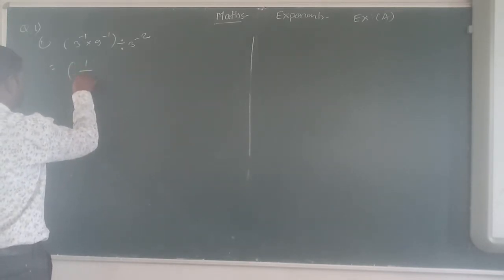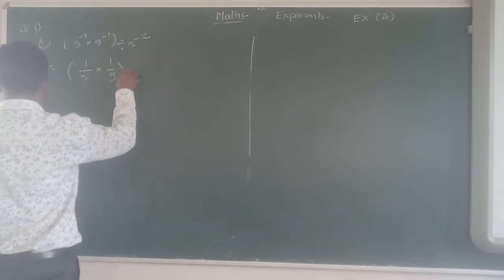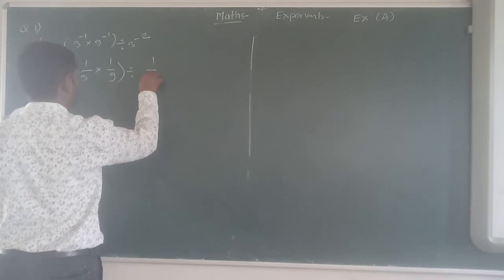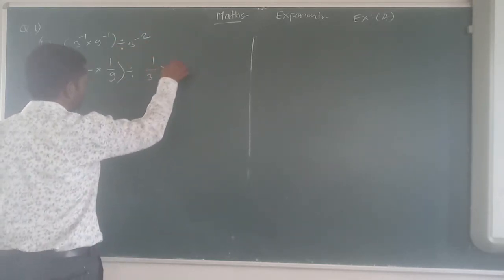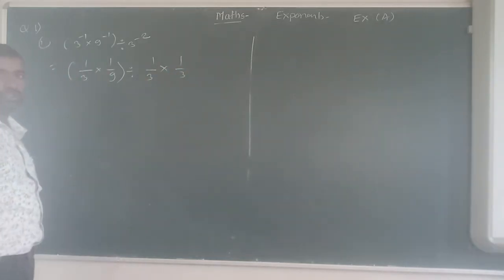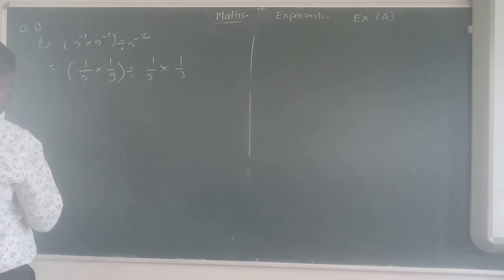So it will be 1 upon 3 into 1 upon 9. Here also divided by 1 upon 3. So minus 2 power. So we can write 2 times 1 upon 3 minus 1 upon 3. I have written it like that to solve it easily. Now see in the next step.